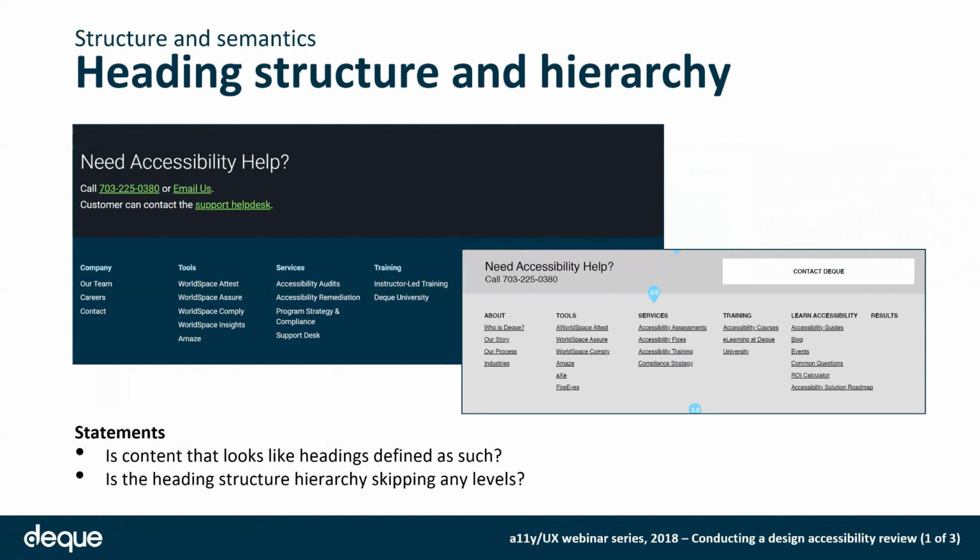But when we initially received the wireframes from our agency, they had defined some of these pieces of text as looking like headings, but there wasn't any information about whether they were meant to be headings or not. For instance, we have a column for about, one for tools, one for services, one for training, one for learning accessibility, and one for results in the wireframe, and they all have a series of links underneath.